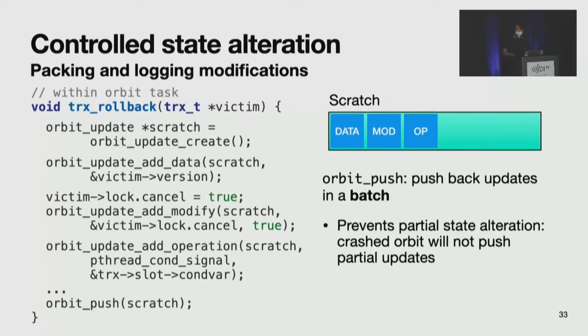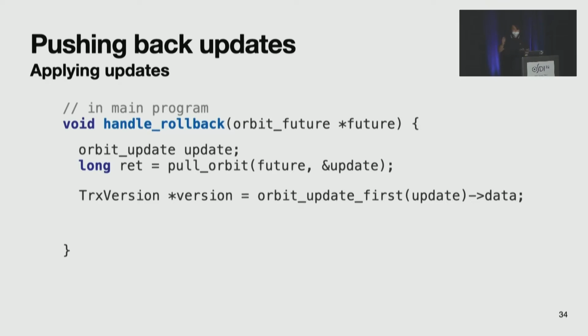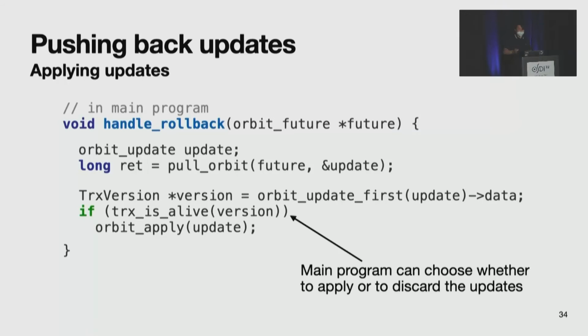Finally, orbit push will push back the updates in a batch. This helps prevent partial updates if the orbit crashed before this point. Later in the main program, it can pull an update and extract the custom data to check whether the victim is still alive or not. If it's finished before applying rollback, the main program can safely discard the modifications.